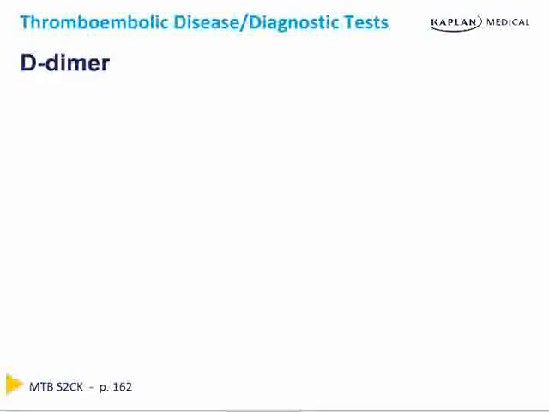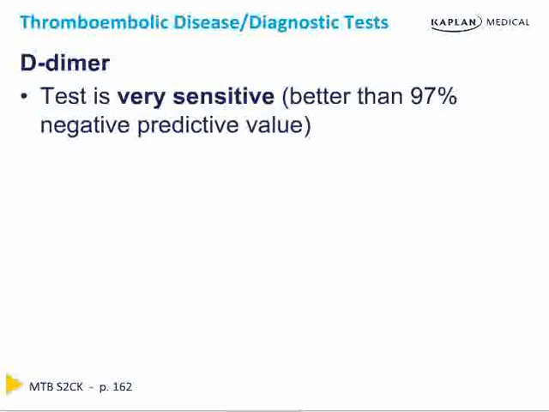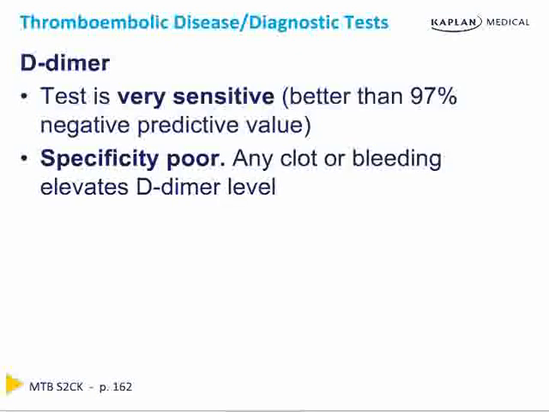One other diagnostic test that shows up frequently on Step 2 is the D-dimer. This is a test that is extremely sensitive for PE or DVT. It has a better than 97% negative predictive value. In other words, if you have a DVT or a PE, you almost certainly will have an elevated D-dimer level. However, the specificity is extremely poor.